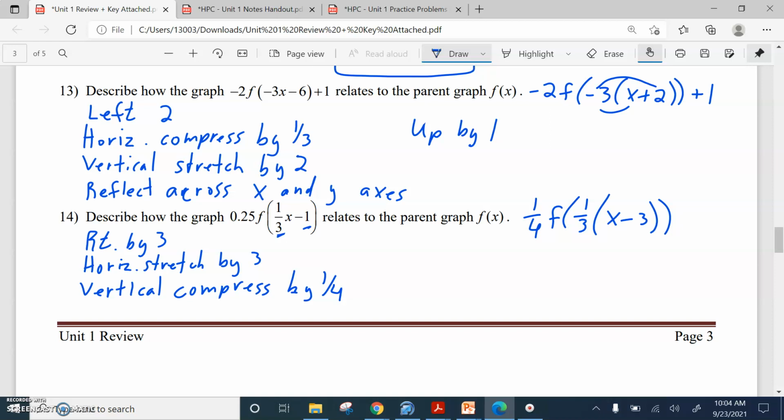That is all of the 1.3 problems. Questions 9 through 14. And I think we've covered pretty much any type of problem we'd see on the test. So there it is.